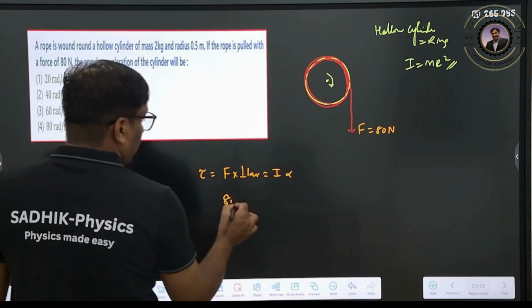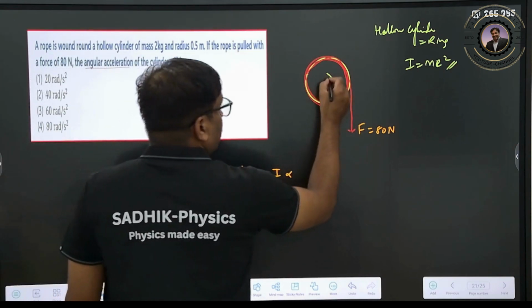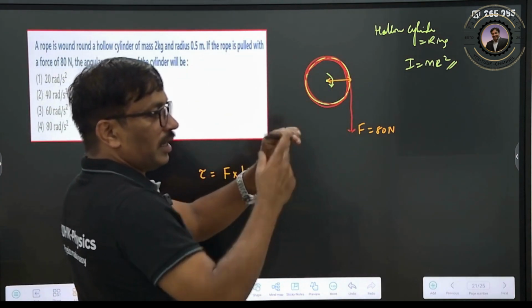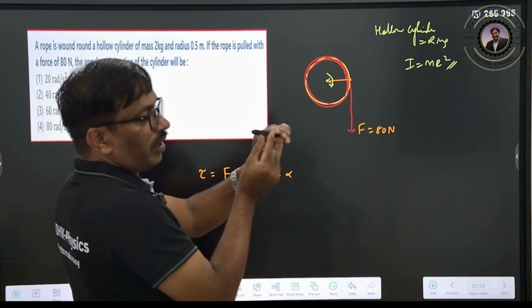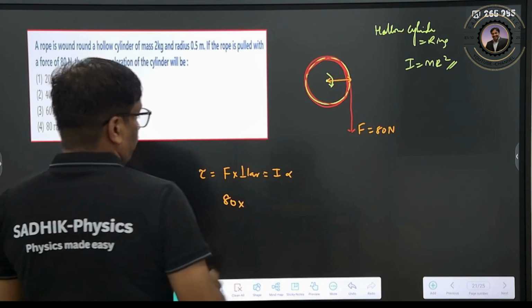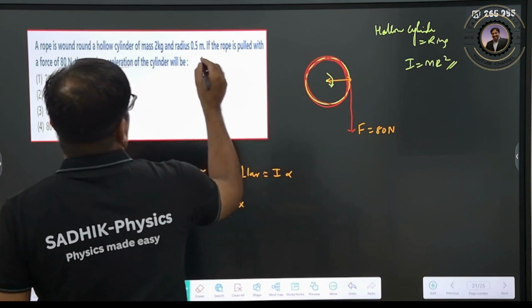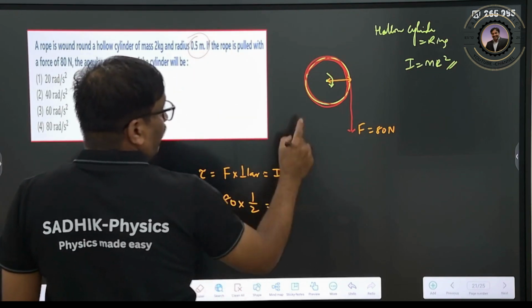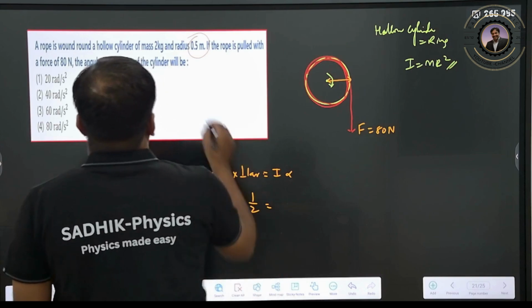Force is nothing but 80 Newton into perpendicular distance. What is the perpendicular distance? Where are we acting? Suppose this is your cylinder and you are exerting the force here, at the radius distance. Radius is nothing but 0.5, that means 1 by 2. Moment of inertia is how much? Mr square, where M is 2 kg.